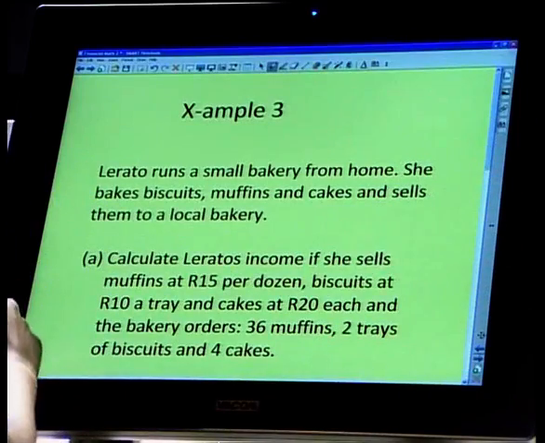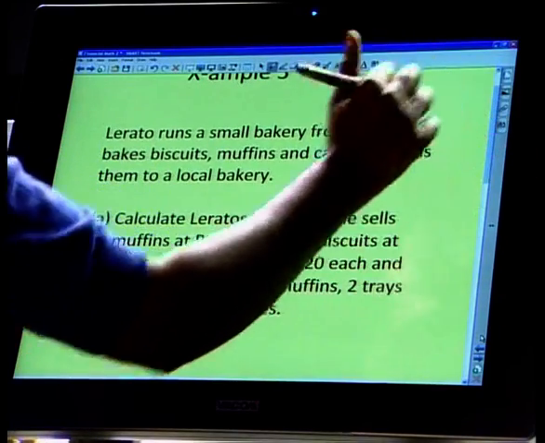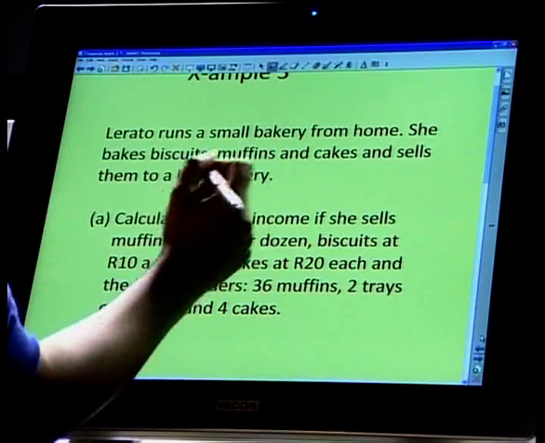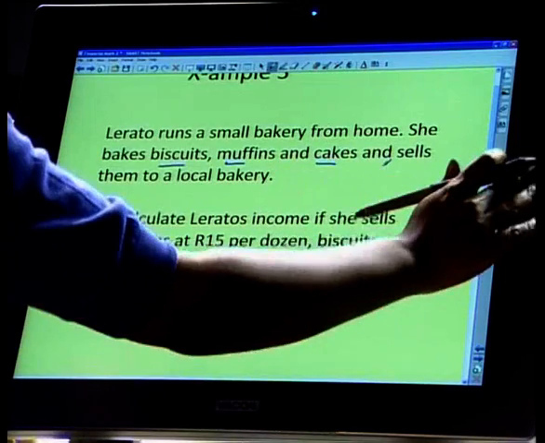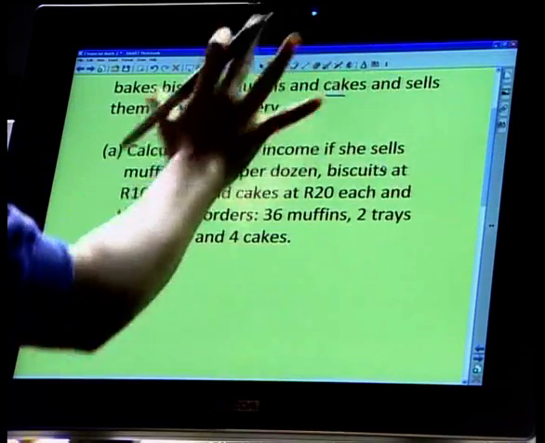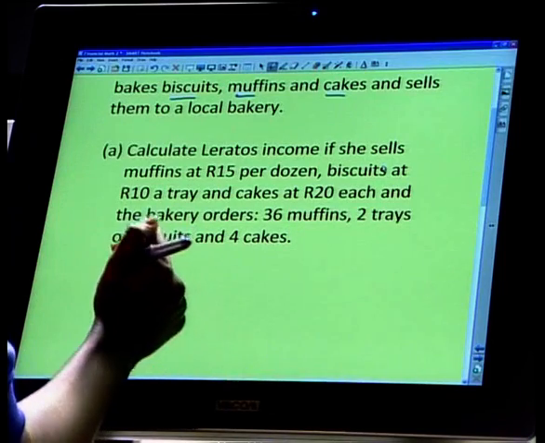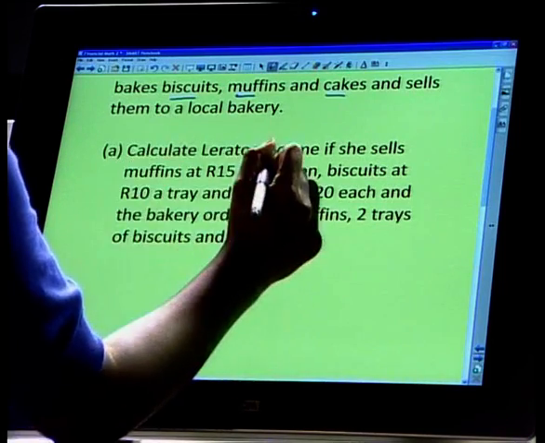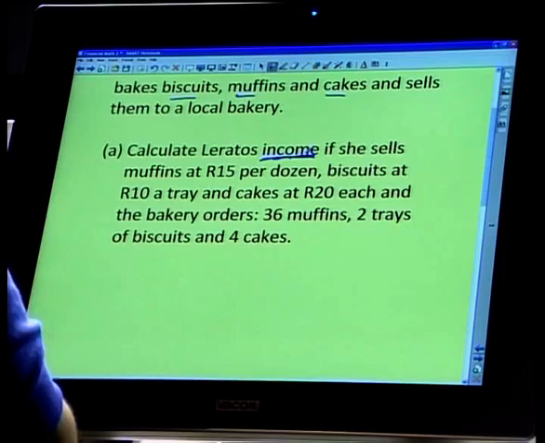Guys, let's move on to example 3. In this example, we are told that Lorato runs a small bakery from home. She bakes biscuits, muffins and cakes, and she then sells them to a local bakery. So she obviously has a small home business where she's baking and selling to this bakery. They want us to calculate Lorato's income. Income means how much money she is getting in.